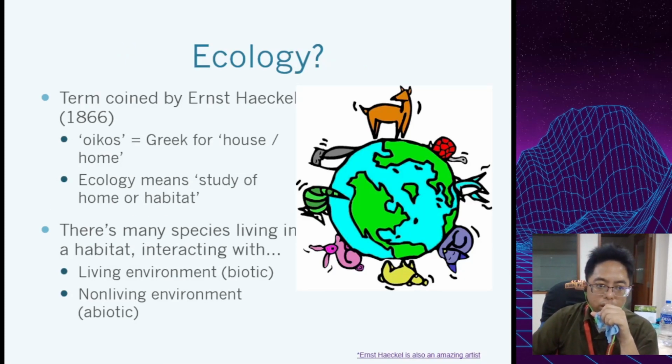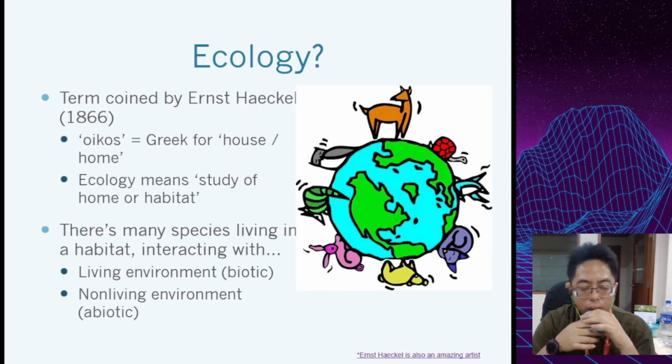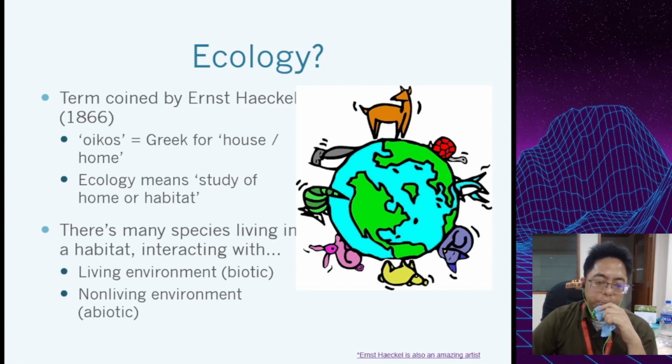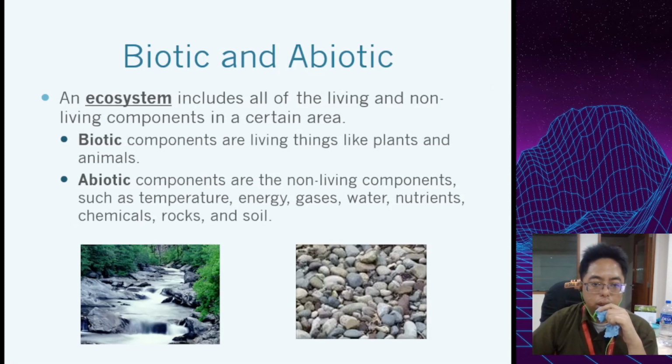Okay, so what is ecology? It is a term coined by Ernst Haeckel in 1866. The word oikos means house in Greek, and ecology is the study of home or habitat. So, within a habitat, there are a lot of species living and interacting with the living environment and the non-living environment. So what is biotic and abiotic?